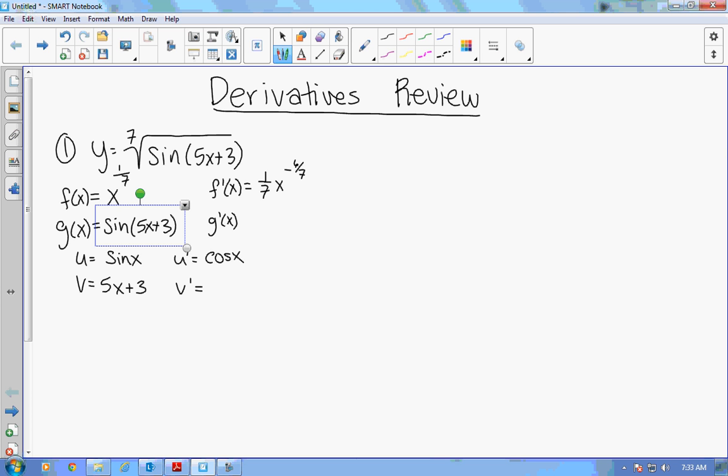So this one stays the same sign. The sign changes when you do the derivative of cosine. But if you're doing the derivative of sine, it stays the same. V prime is just 5, right? Okay, Joanna, can you tell me g prime of x now, using our information here for the chain rule? Yep, and you can put the 5 on the outside, or I like it in the front. Good.